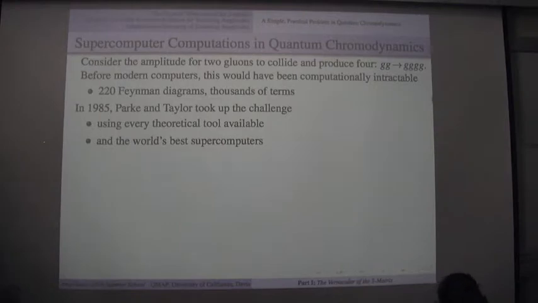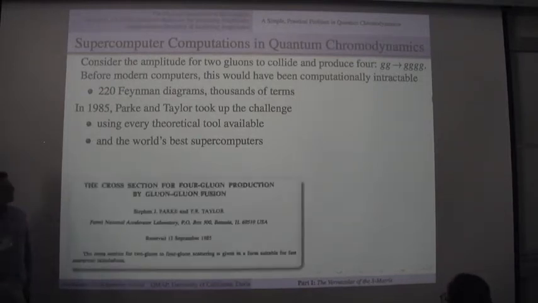And they had one of the world's most powerful supercomputers at their disposal. And they threw it all together, and they got the answer. And as soon as they did, they cleaned it up as much as they could, and they rushed it to publication with such a beautifully concise abstract. "The cross-section for 2-gluon to 4-gluon scattering is given in a form suitable for fast numerical calculations." Okay? They clearly had an experimental application in mind here.